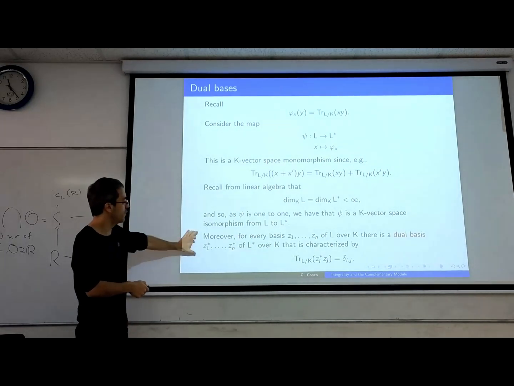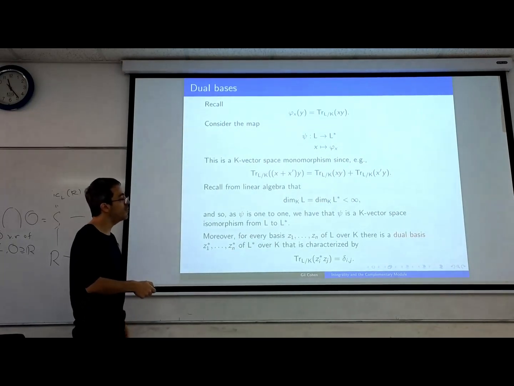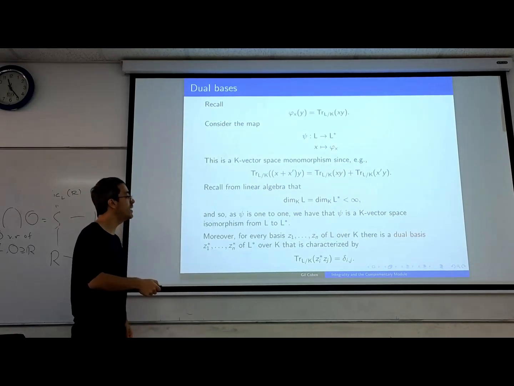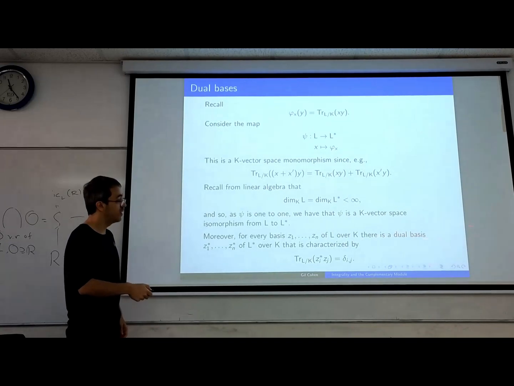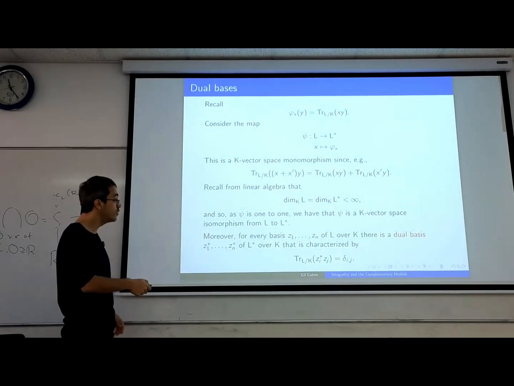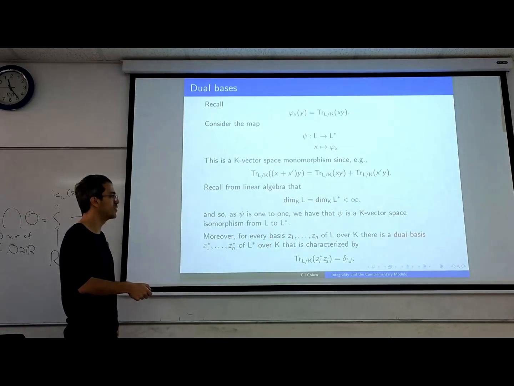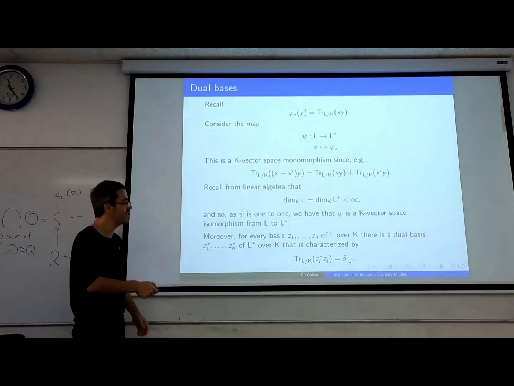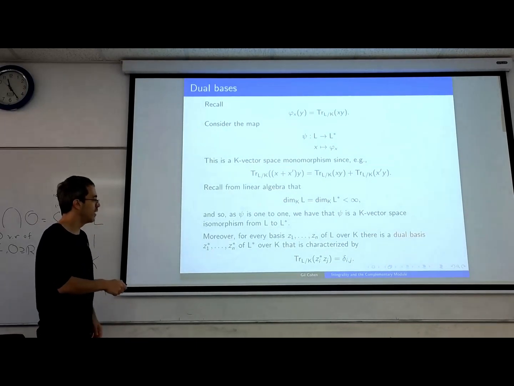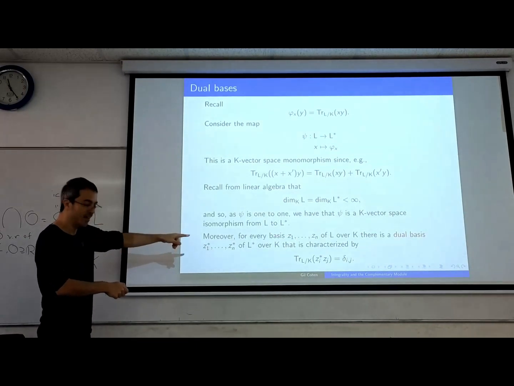So what I'm going to do is the following. This is the important part. If you give me a basis of L over K as a K vector space, where the dimension is n, then I'm going to define a basis for L star. It's going to be called the dual basis. It's going to be the unique basis that does something. It's denoted by Z1 star up to Zn star.